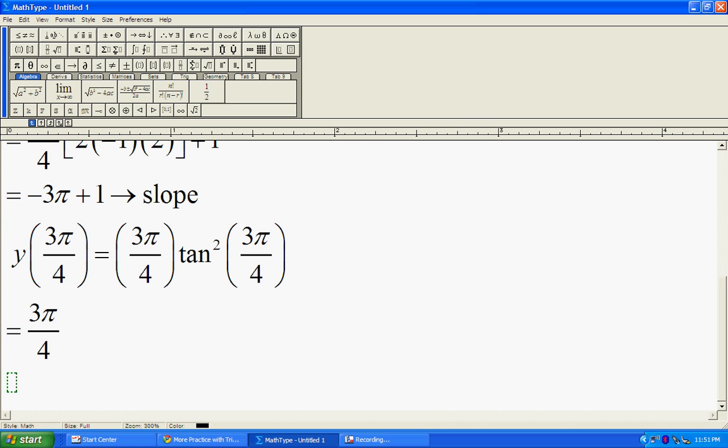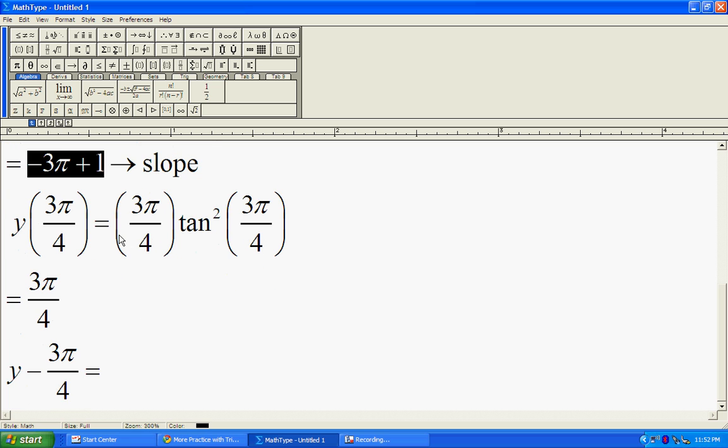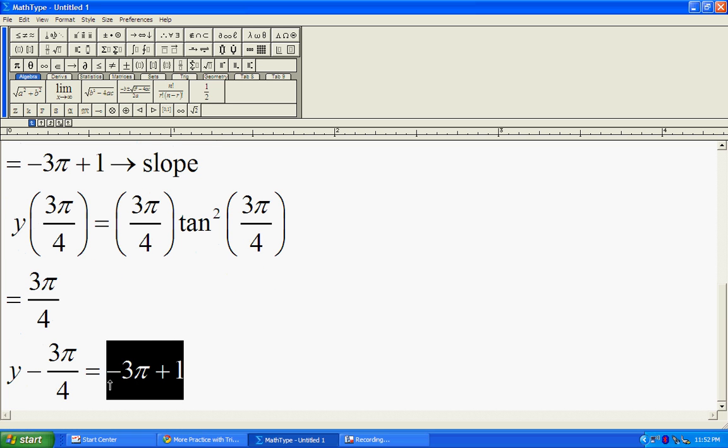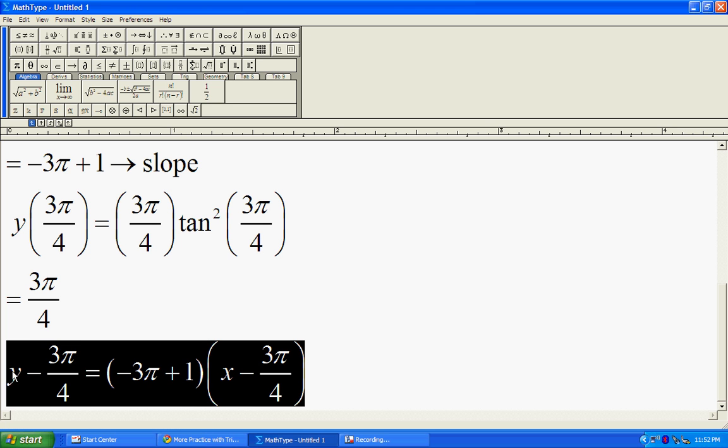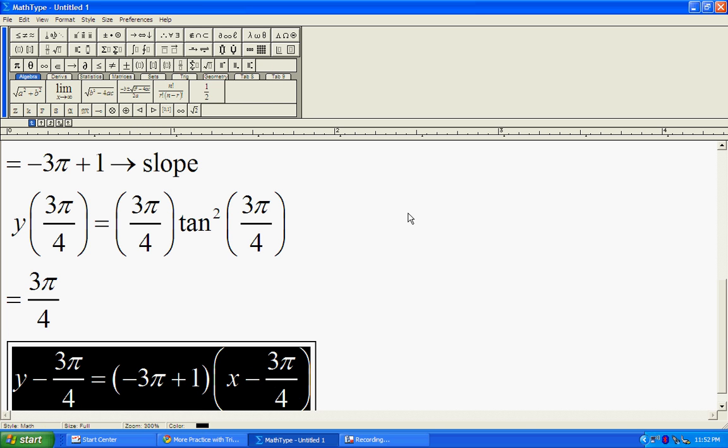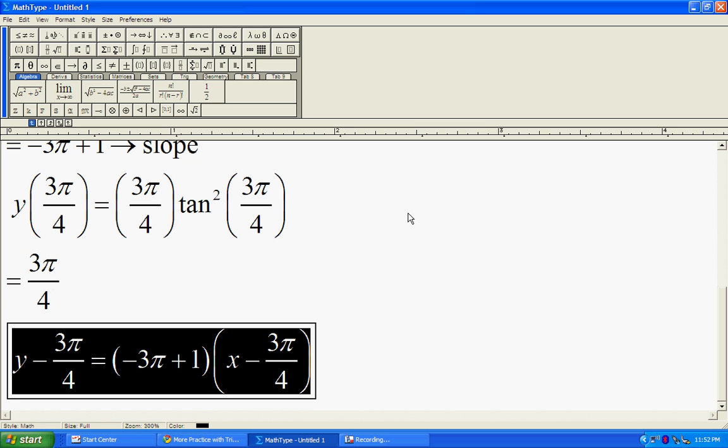Alright, so we then plug in all our information into point slope form. So we have y minus 3 pi over 4 is equal to our slope, negative 3 pi plus 1, times x minus 3 pi over 4. And there you have it. This is our equation of the line that's going to be tangent to the graph at x equals 3 pi over 4.